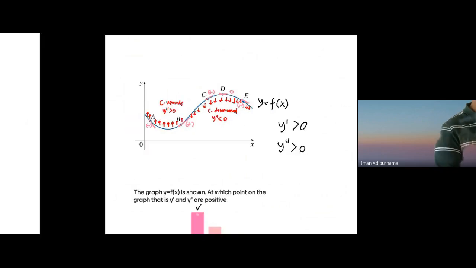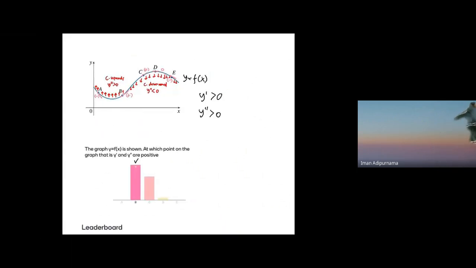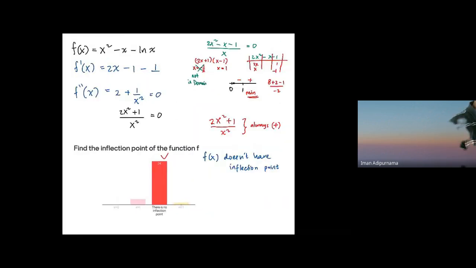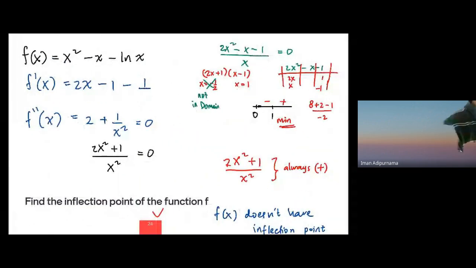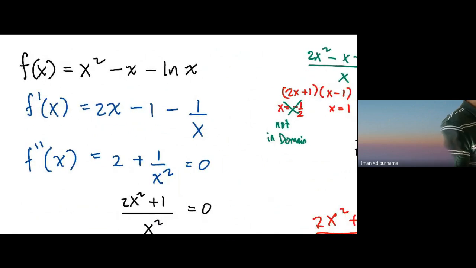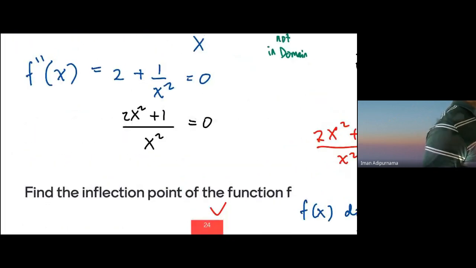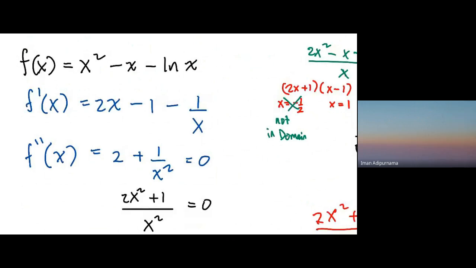Okay, I think that's number 2. Okay, number 3. I already made this for you so that it will be easy. So we have a function. This is the function x squared minus x minus ln x. And then the question is: find the inflection point. So first, I directly write the derivative and second derivative.